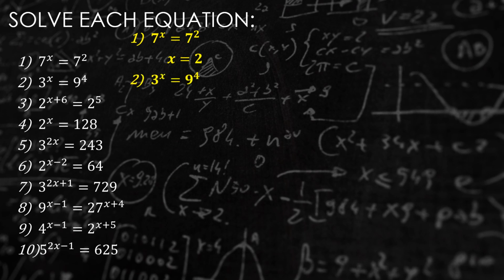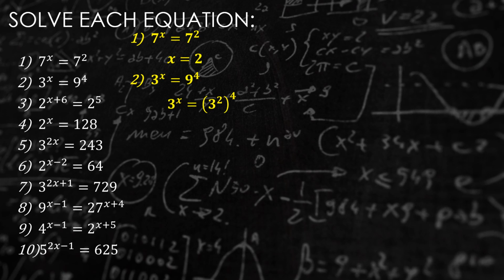Number 2, 3 raised to x equals 9 raised to 4. And mapapansin natin, hindi pa the same ang kanilang base. Kasi yung sa left side, 3 ang kanyang base, while sa right side, 9 ang kanyang base. So, mag-isip tayo ng paraan na dapat maging the same ang kanilang base. So, dito sa right side, pwede natin siyang gawing 3 raised to 2 ang kanyang number 9. So, magiging 3 raised to x is equal to 3 squared, okay, raised to 4.